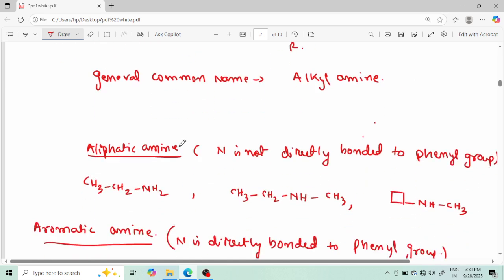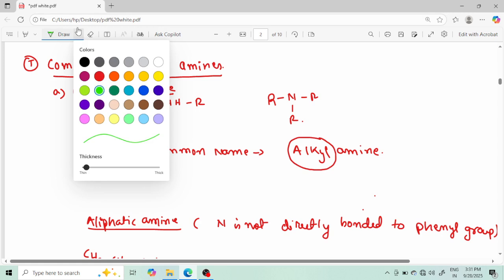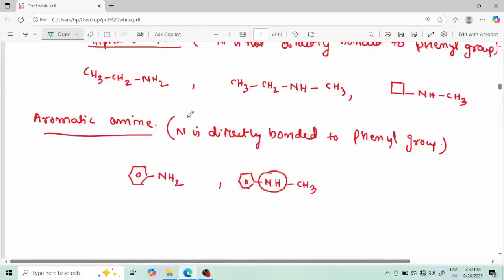Now let's focus on the common name part. I have told you the general form of aliphatic amine: it is alkyl amine, right? But as we have seen, sometimes more than one alkyl is present in an amine compound, so the alkyls have to be written in alphabetical order. The letter that appears first, you have to write that name first. Okay, let's do some examples so that it can be clear to you.